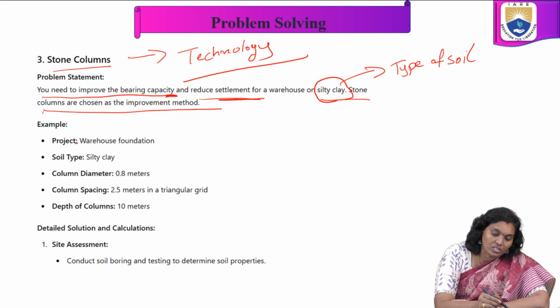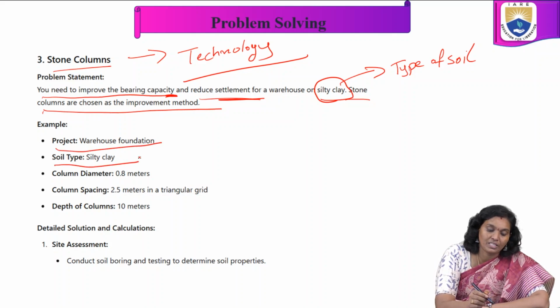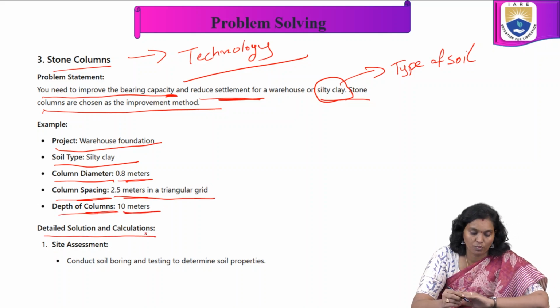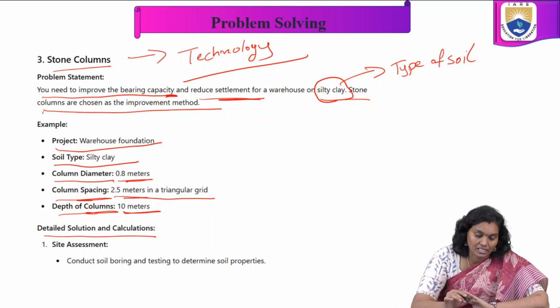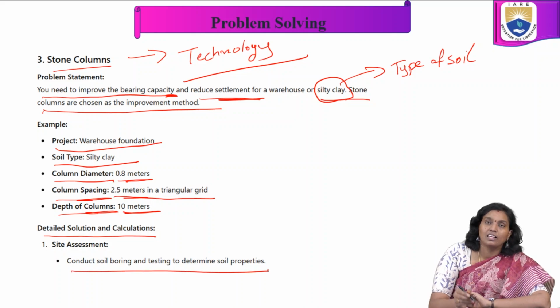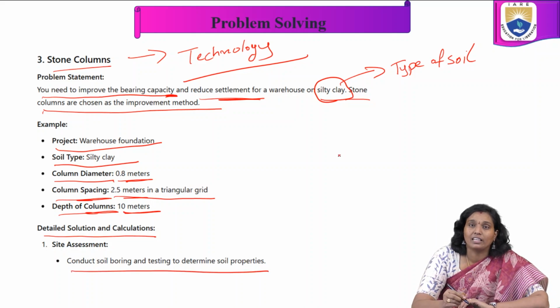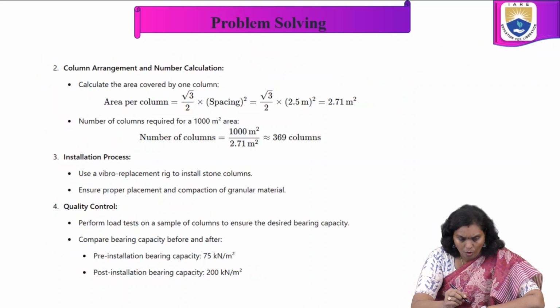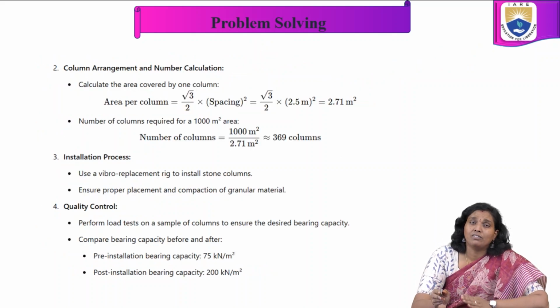So now here the project is a warehouse foundation, soil type is silty clay, column diameter is 0.8 meter, column spacing is 2.5 meters in a triangular grid, depth of column is equal to 10 meters. The detailed solution and calculations, we move on to this. So here the site assessment: for any kind of technology, the first step we do is conducting tests for determining what soil properties are there. So we understand those properties and arrange what that particular technology demands.